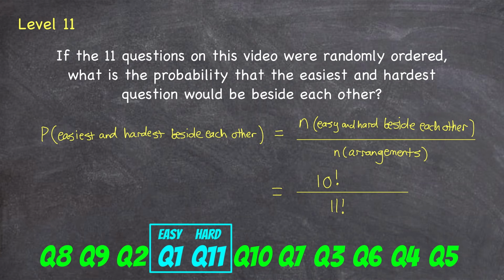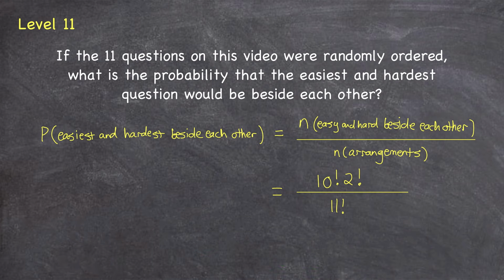But in each of those arrangements where 1 and 11 are beside each other, we could change the order of the 1 and the 11. Instead of it being 1 then 11, it could be 11 then 1. So to get the true number of arrangements that have the easiest and hardest beside each other, I have to multiply this by the number of ways I could rearrange the 2 questions that are stuck together. How many ways can we rearrange 2 items? Just do 2 factorial, which is just 2, which means there's 2 ways. Either 1 and 11 or 11 then 1. And then if we do this calculation, we get about 0.1818. So there's about an 18% chance that they'd be beside each other.